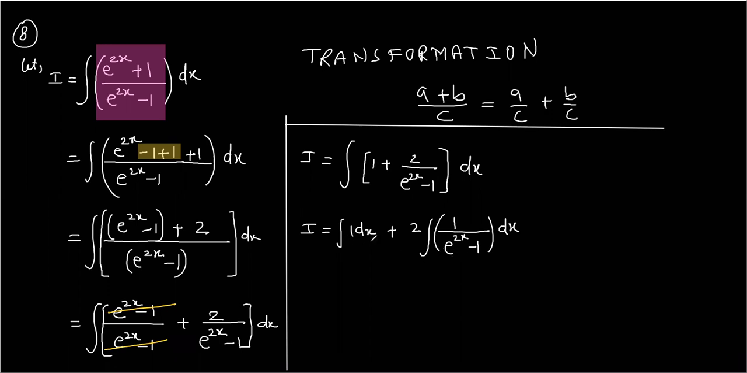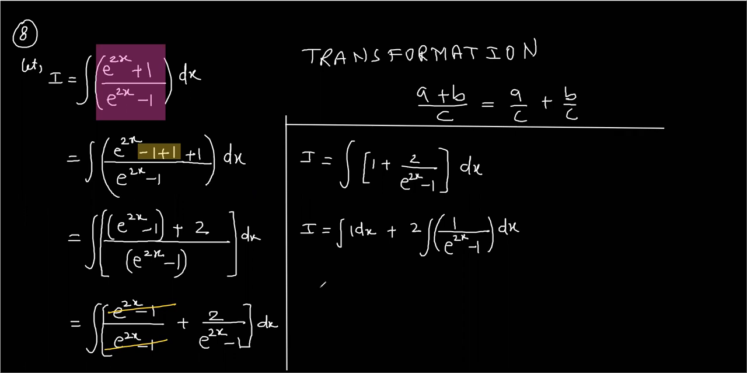See, I know integration of 1 dx, but this integration of 1 dx is from the list. I know the list in which I have integration of 1 dx, but I do not have this in my list of results, 1 upon e raised to 2x minus 1. So what I will have to do? So students, I will once again go for transformation. I need transformation here. Okay, so see, what do I do here?